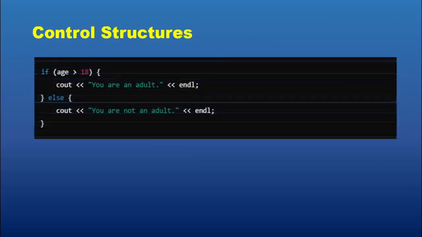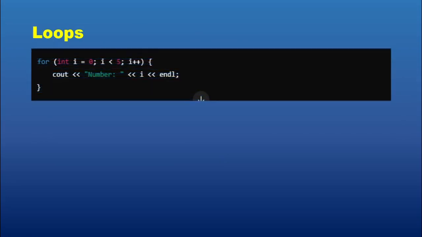Control structures. They help control the flow of your program. Example, if-else statements. In this example it says, if the age is greater than 18, write on the screen, you are an adult, otherwise write you are not an adult. Loops. Loops are like instructions you give to a computer to repeat a task over and over until a specific condition is met.